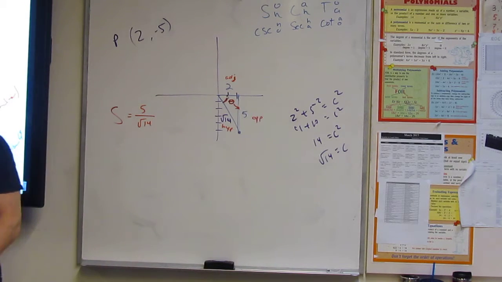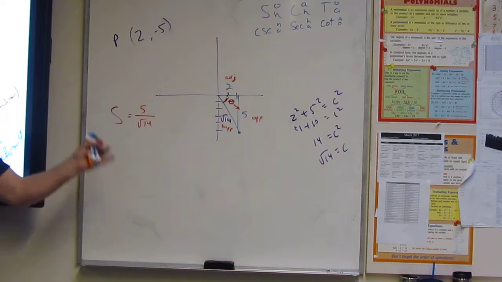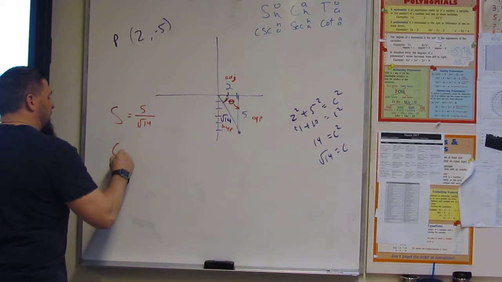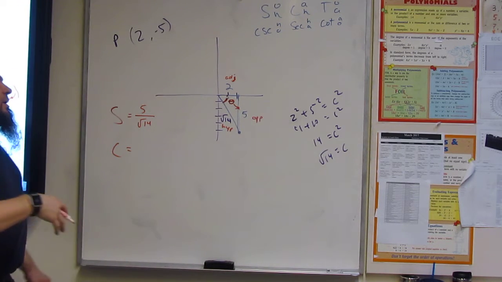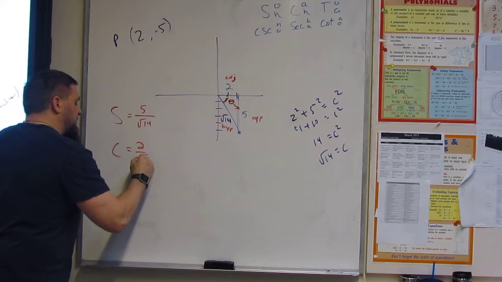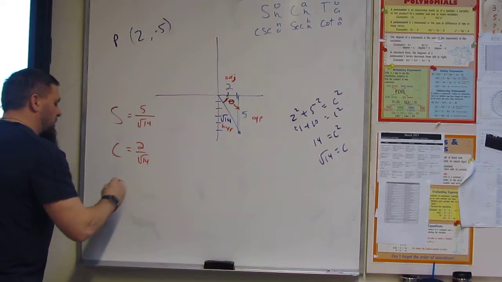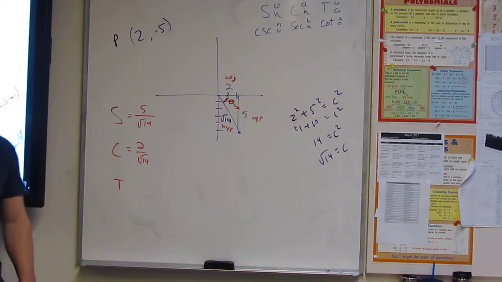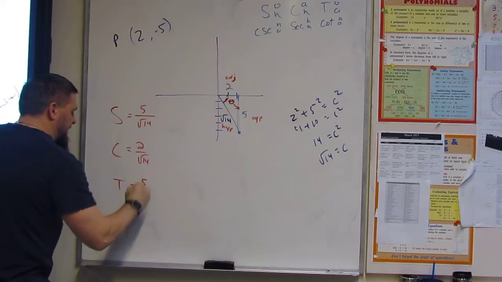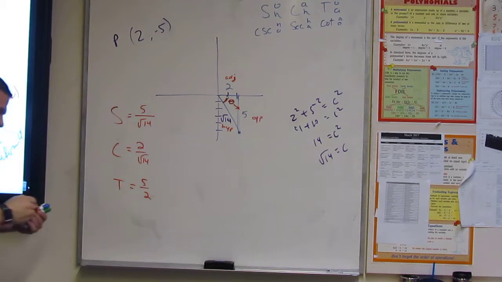And we're just going to talk about the raw numbers first. I'm not going to change the numbers real quick. Then CAH is going to be the adjacent over hypotenuse, or 2 over the square root of 14. And then TOA is going to be opposite over adjacent, or 5 over 2, right?